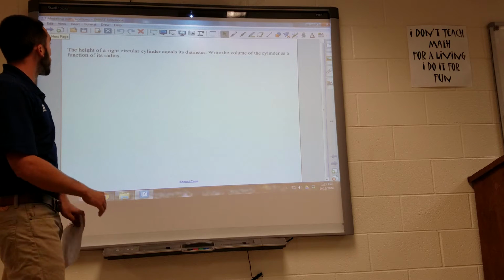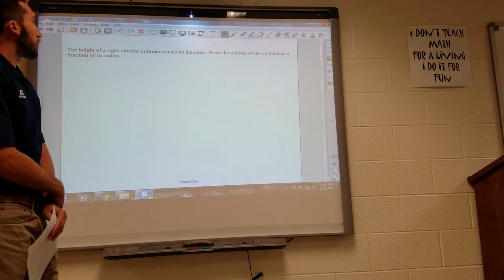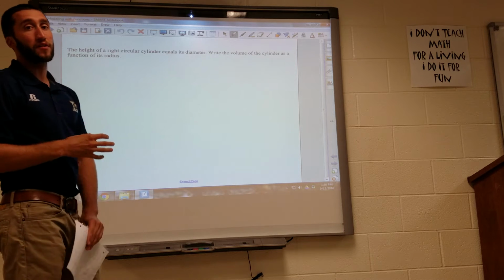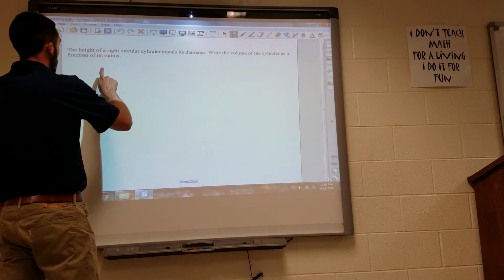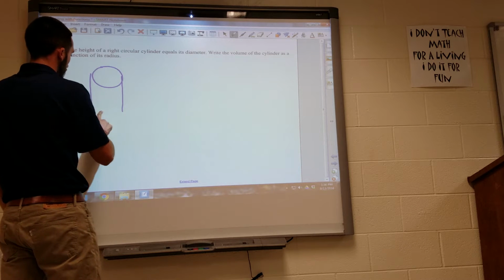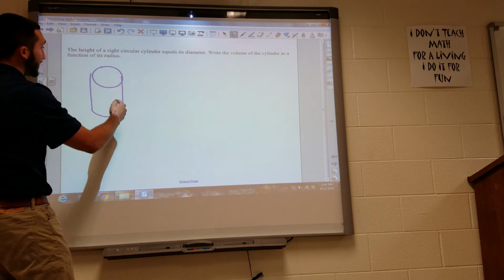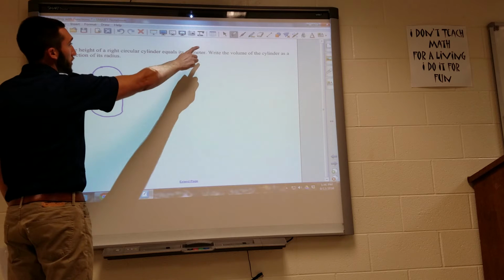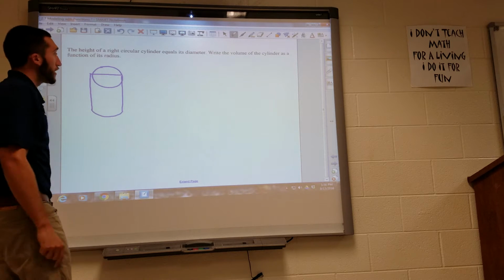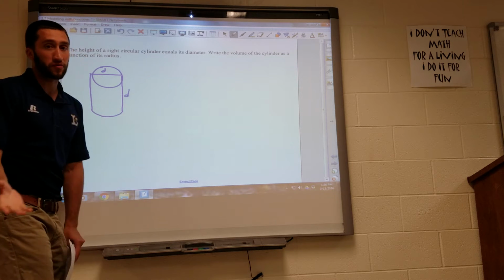So the first, they say the height of a right circular cylinder equals its diameter. Write the volume of the cylinder as a function of its radius. So like I said, first thing I'm going to do, I'm going to draw a picture. So cylinder, that's the best my cylinder is going to get. And it says the height equals the diameter. So the diameter, right, is the length across the circle. And they're saying that this diameter is the same as the height. So I'm just going to label them both D.